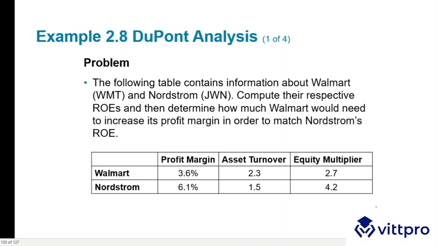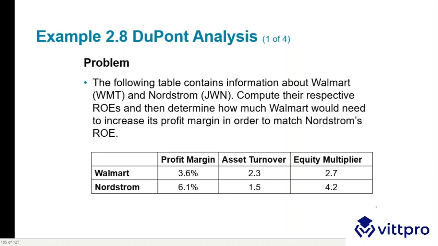Equity multiplier is higher. What is the equity multiplier? The equity multiplier is the assets that they created out of equity, right? So if they invest $1, they have $4 worth of assets, while Walmart has only 2.7, right? So one thing they have is a higher number of assets compared to the equity they invested into the business. But their asset turnover is lower than Walmart's. It means they are not able to use their assets as well as Walmart is doing.